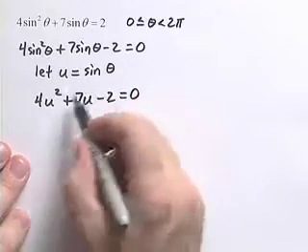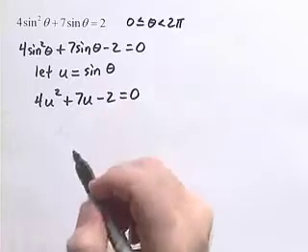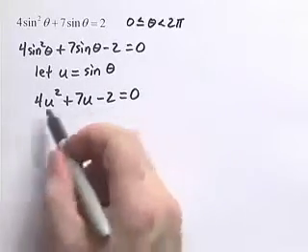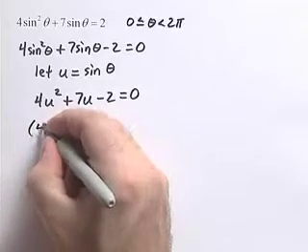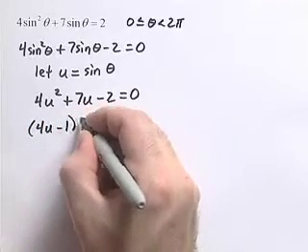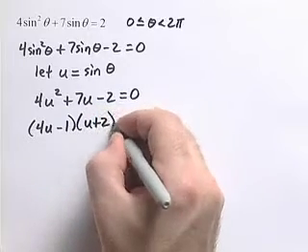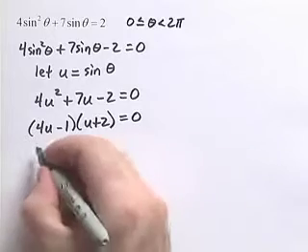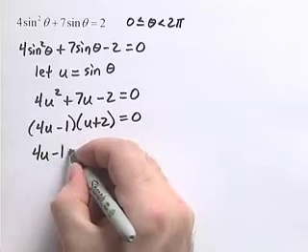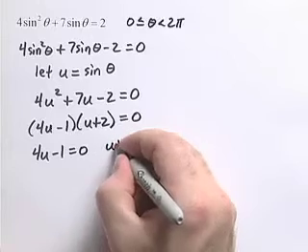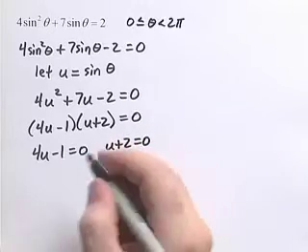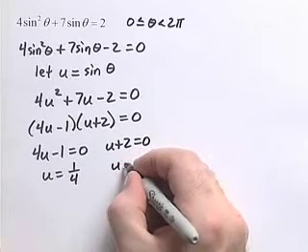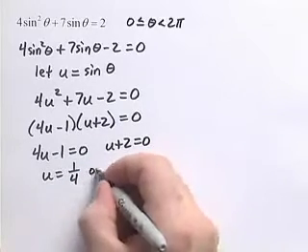Now this is a quadratic equation in u. We can solve that how we've solved quadratics before. We'll try to solve that by factoring. This does indeed factor. We can factor this as 4u minus 1 times u plus 2, and that equals 0. We're going to set each of these factors equal to 0. 4u minus 1 equals 0, or u plus 2 equals 0. This one will give us u is equal to 1/4. And here we'll get u is equal to negative 2.